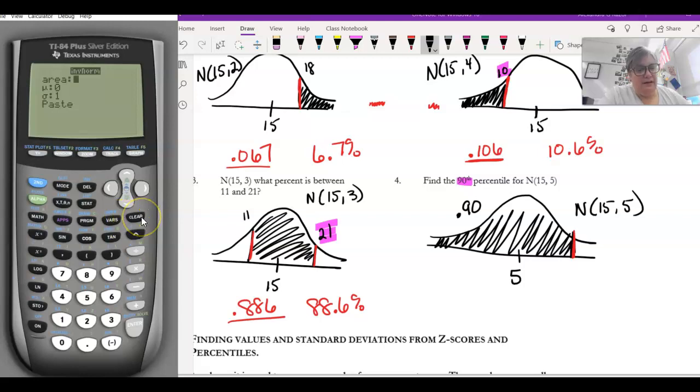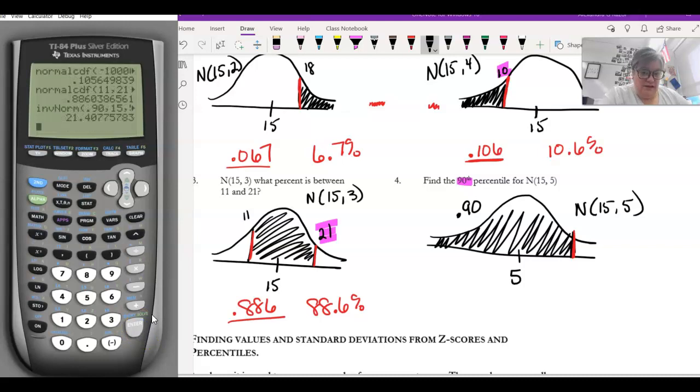And when it talks about area, inverse norm, on a lot of these calculators will only do the area to the left. Some of you have a newer version, and I've noticed recently that it'll let you do left or right, but I'm always going to do the area to the left because most of our calculators will only allow that. You have to type the area as a decimal. If you do not type it as a decimal, it's not going to work. It's not going to give you the right answer. And so our mean is 15, and our standard deviation is 5.